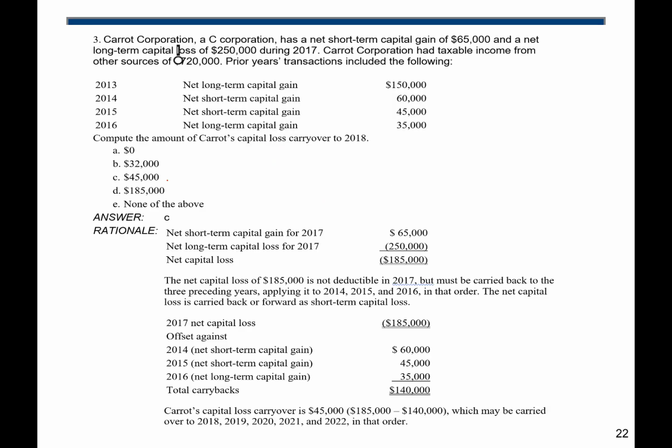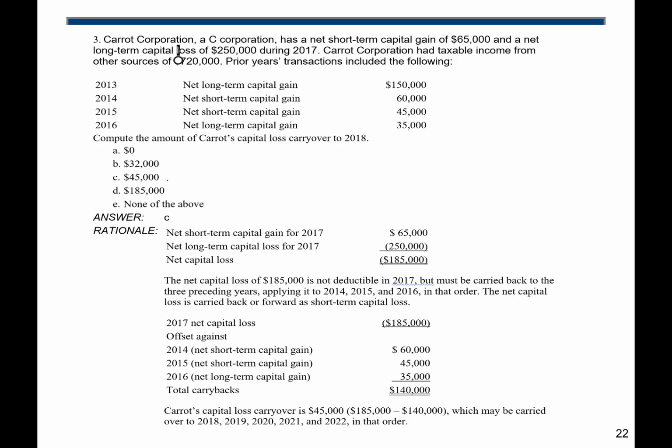Let's take a look at this question. It gets a little bit more involved with what you do with the carrybacks and forward. We've got this Carrot Corporation, a C corporation, that has a short-term capital gain of $65,000 and net long-term capital losses of $250 during 2017. Carrot Corporation has taxable income from other sources of $720,000. I think that number is. I got my cursor in a funky spot there.